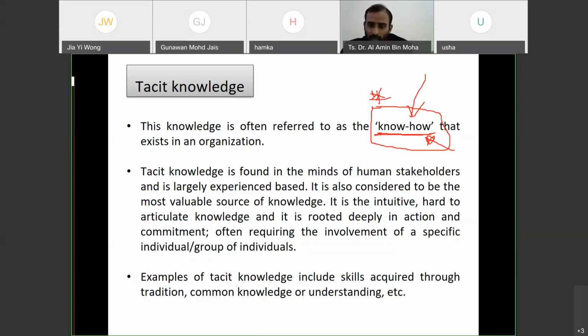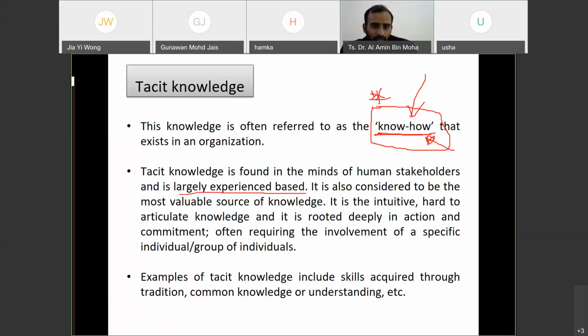See, like your current company now, what are they doing? I mean, the current core competence of your company. So it starts from this know-how. You know how to do this, so you do it as a business. So this knowledge is known as know-how. So tacit knowledge is found in the minds of human stakeholders and is largely experience-based.